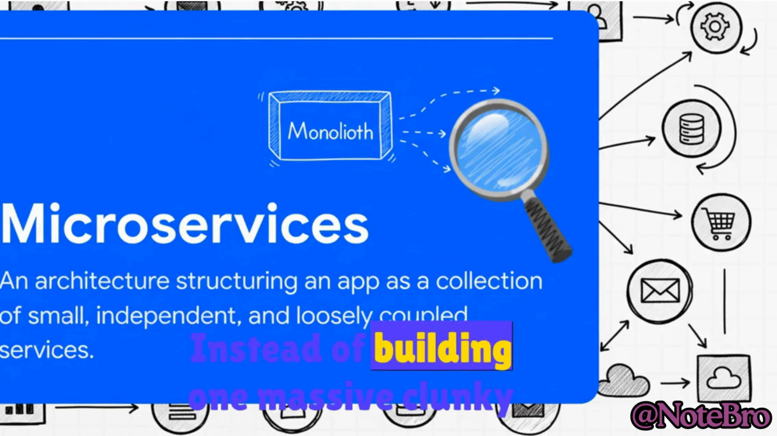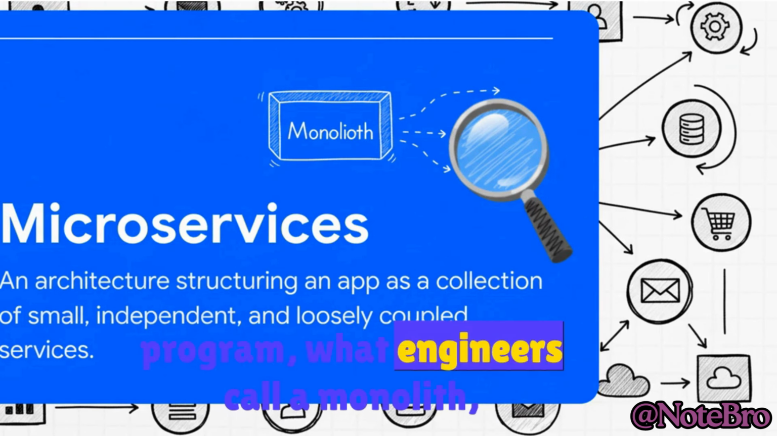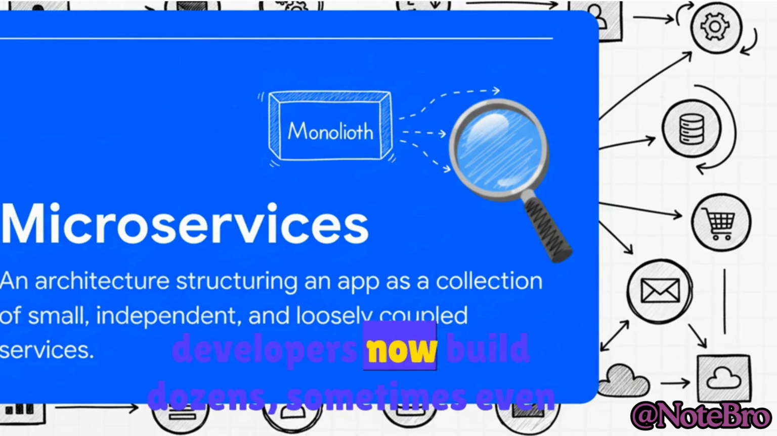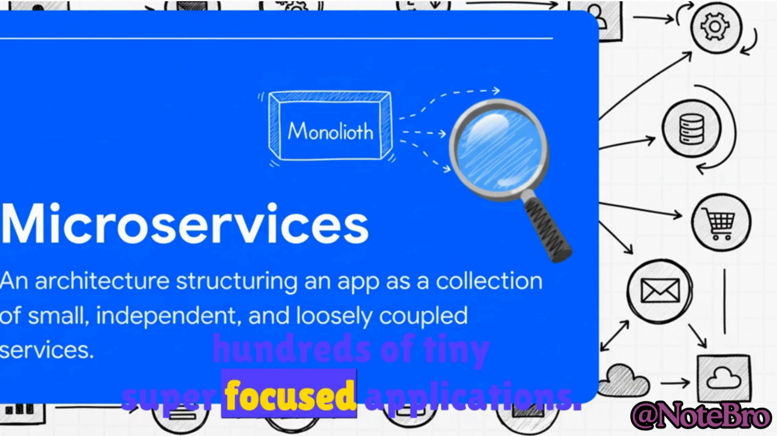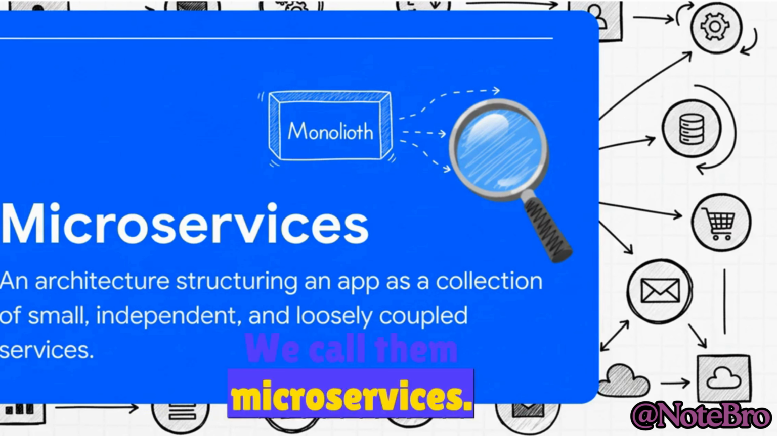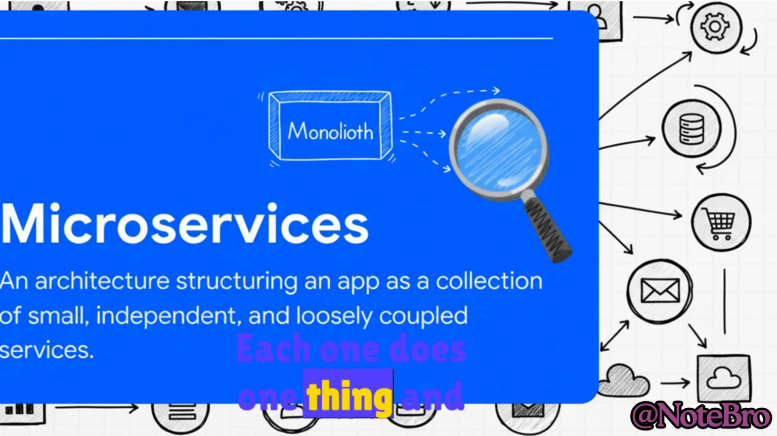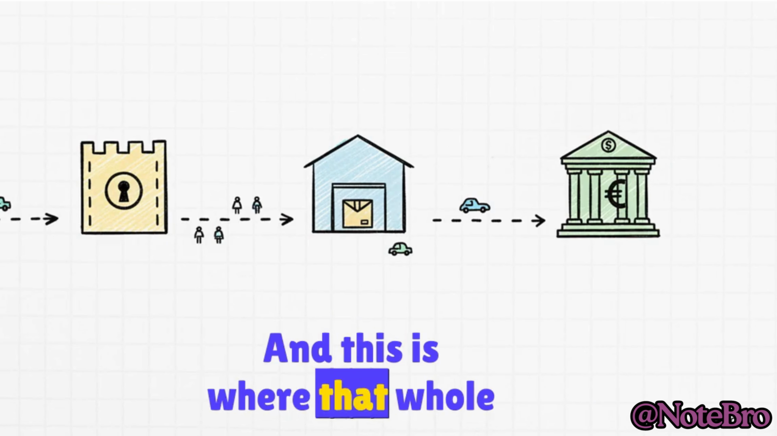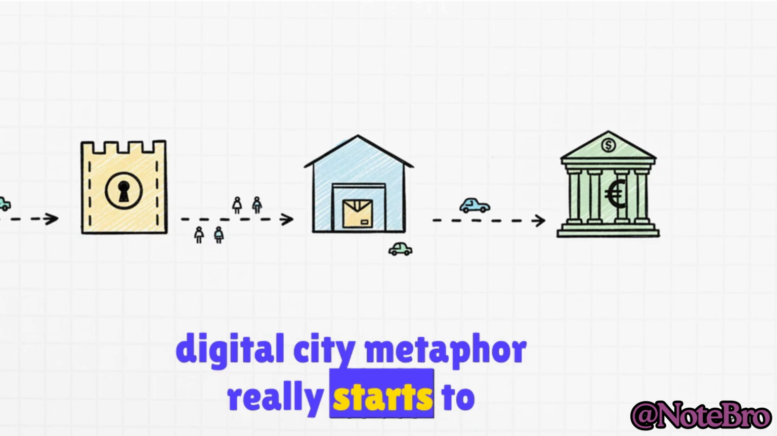Instead of building one massive, clunky program, what engineers call a monolith, developers now build dozens, sometimes even hundreds, of tiny, super-focused applications. We call them microservices. Each one does one thing and one thing only, and it can be worked on or scaled up all by itself. And this is where that whole digital city metaphor really starts to click.